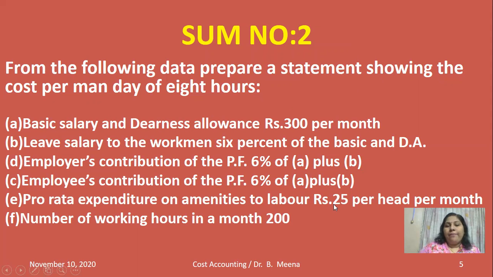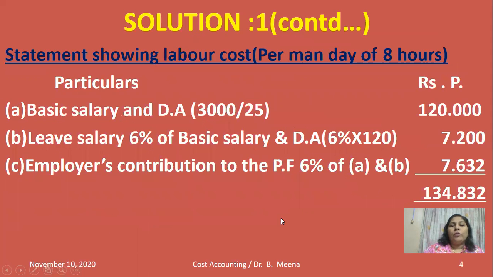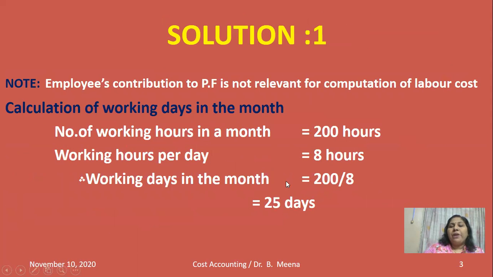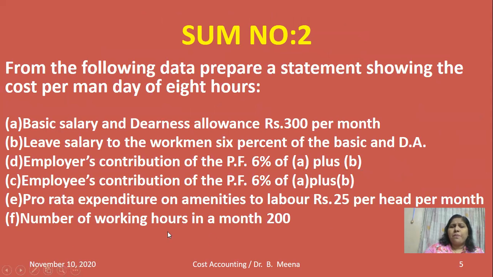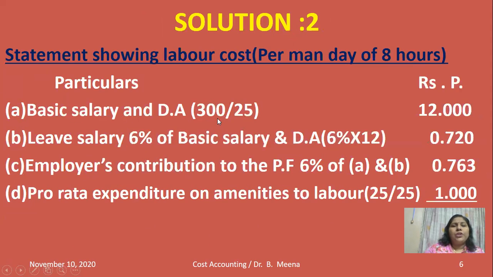Okay. And how I came to know the number of working days is 25 days, the same calculation. Number of working hours in a month is given as 200, and 8 hours we know very well for a day. So 200 hours divided by 8, the same working notes I explained for the previous problem, I need to follow to calculate the working days in the month. So I'll come to know the number of working days is 25 days. So I did this again for this problem. Then I'll move on to the calculation.